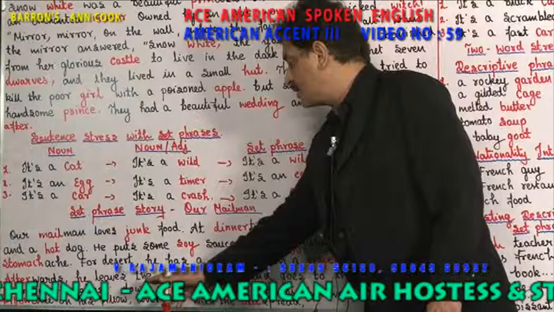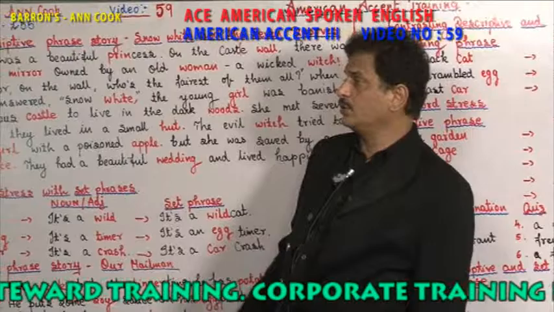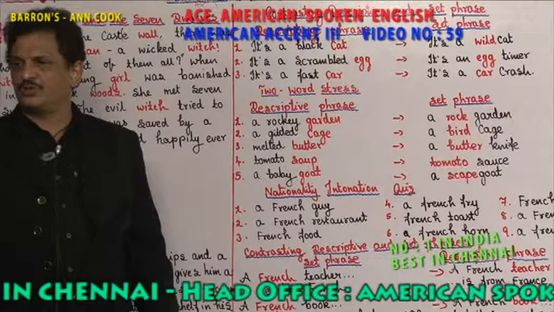You got it, sir? So in description, you are emphasizing on nouns. Here, when two nouns are coming as a set phrase, you're stressing on the first noun. And coming here, contrasting descriptive and set phrase. See, here is a black cat. The cat is a noun. You have to stress on cat. Is a wild cat. Two nouns are there. You have to stress on wild cat.